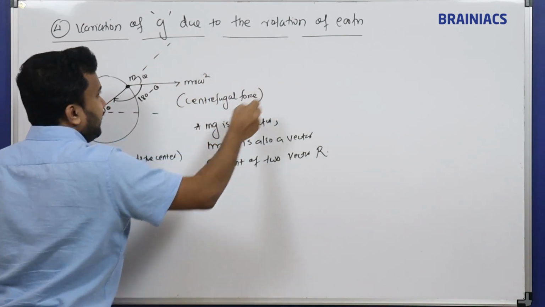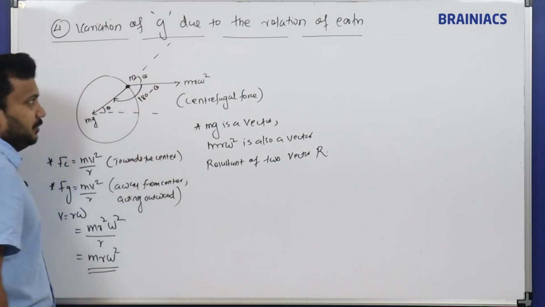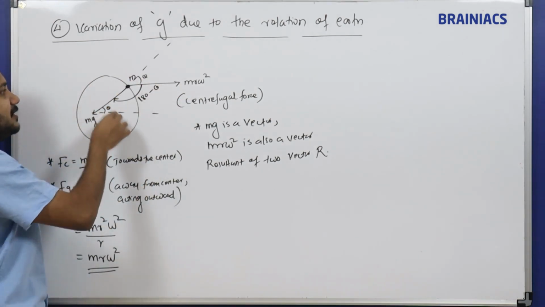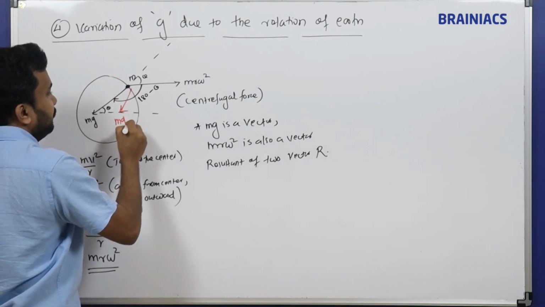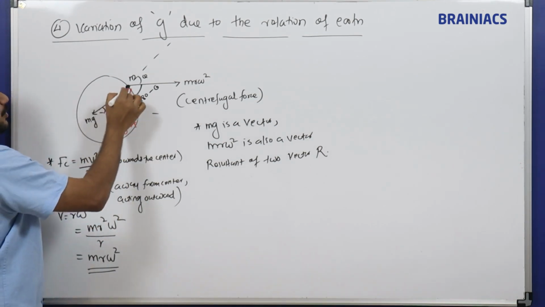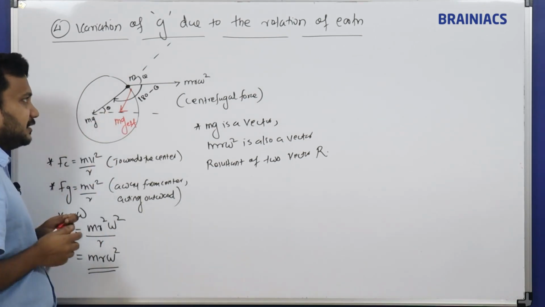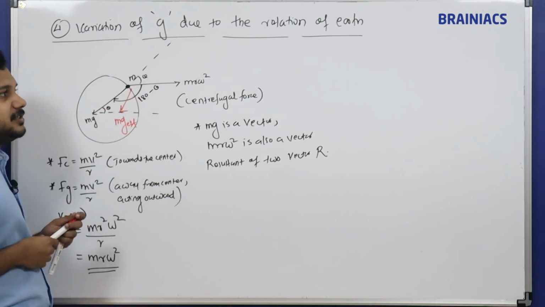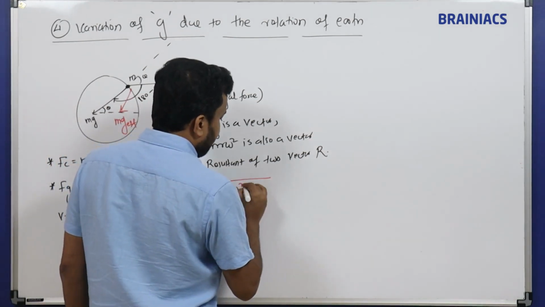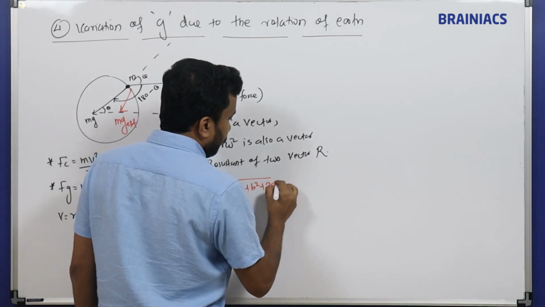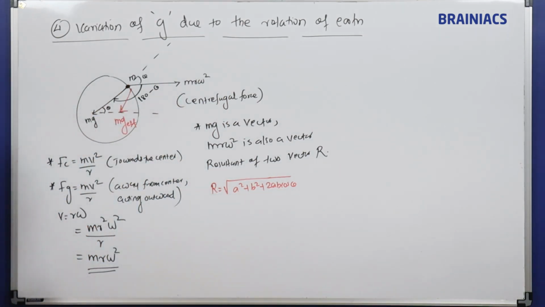So this is a vector quantity and this is a vector quantity. These two vectors will have a resultant vector. This resultant vector I am writing as mg effective. This is the effective weight experienced by a person. The mg effective is a resultant vector. How do we find the resultant of two vectors? The resultant of two vectors is equal to root of a square plus b square plus 2ab cos theta. This is the way we find the resultant of two vectors.